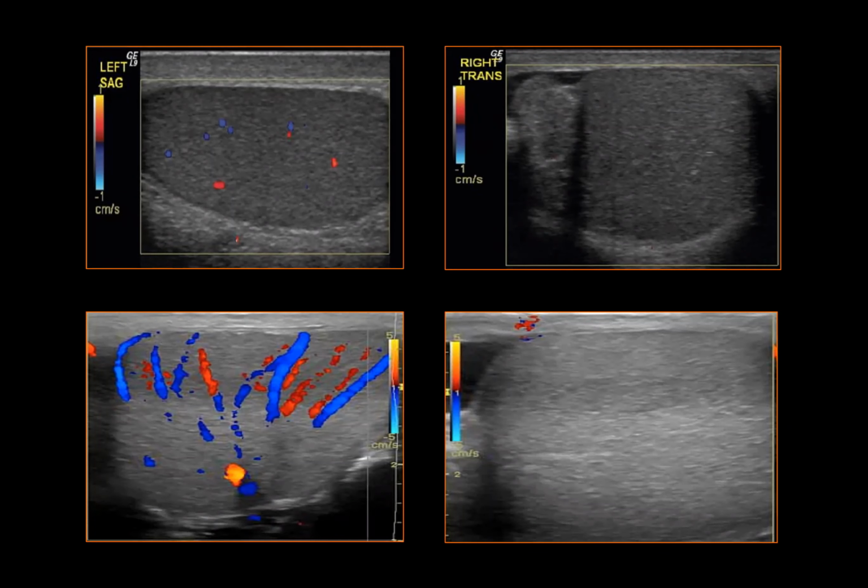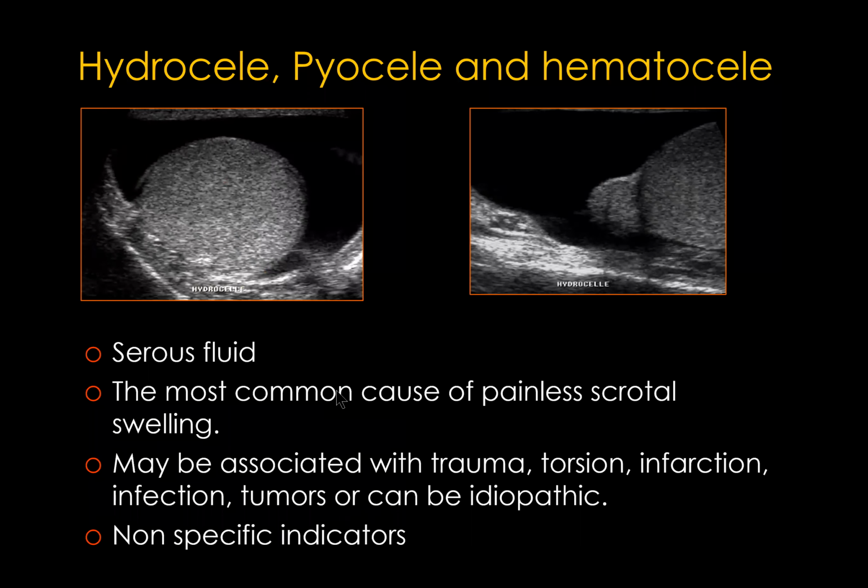And hematocele. This develops at the potential space between the visceral and parietal layer of the tunica vaginalis. Normally, there is a small amount of fluid in this space. This is usually normal, physiologic. A hydrocele contains serous fluid. It's the most common cause of pain. Hydrocele might be associated with trauma, torsion, infection, tumors, or sometimes it can be idiopathic.